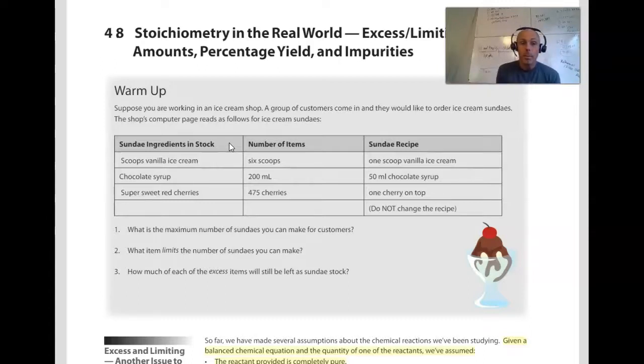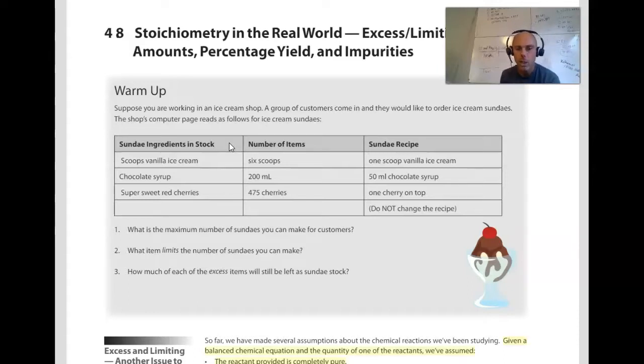So if we look at the number of items on hand, we can ask ourselves, well, if the other 2 ingredients were in excess, if there was plenty of the other 2 ingredients, how many sundaes could we make? Looks like from 6 scoops of ice cream, you could make 6 sundaes, for it takes 1 scoop per sundae. From 200 milliliters of syrup, were there plenty of ice cream and plenty of cherries, you could only make 4 sundaes, because 200 over 50 is 4. And from 475 cherries, with 1 cherry on top of each sundae, you could make 475 sundaes.